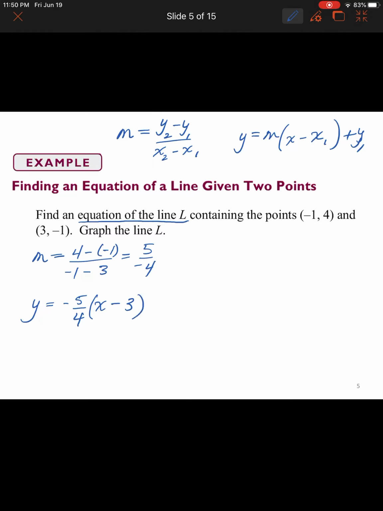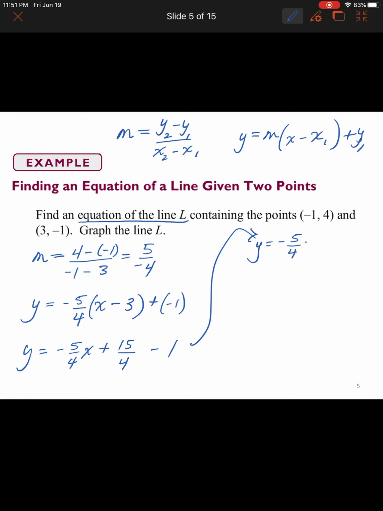And so I'll just choose this other one here, minus -1. I chose the second point, and then simplify. After you simplify, you're just going straight through here. We have -5/4 x plus 15/4 minus 1. And then the final simplification, y equals -5/4 x plus 11/4. So there is the equation of the line.